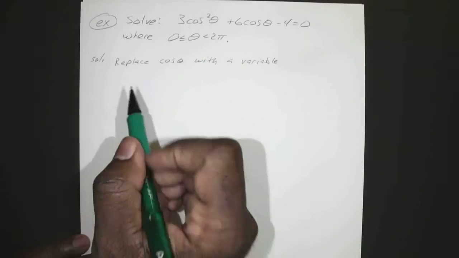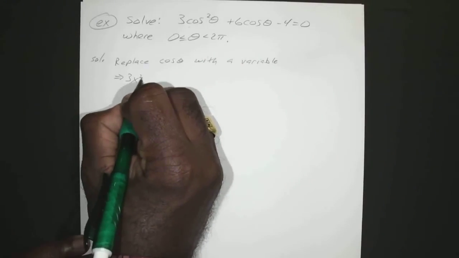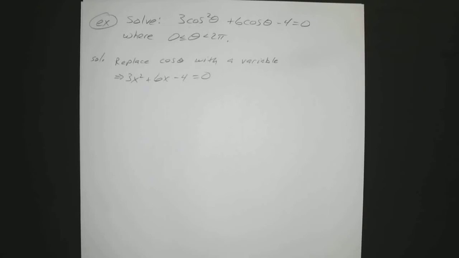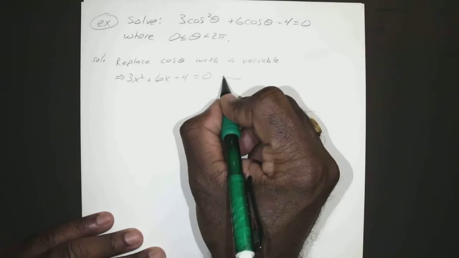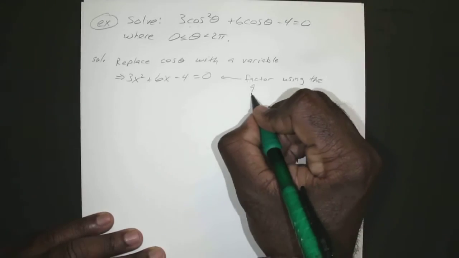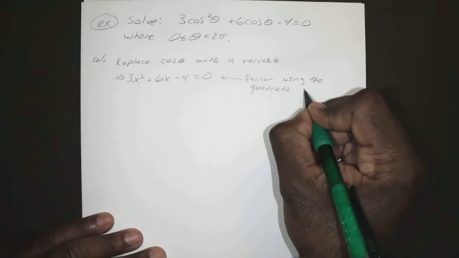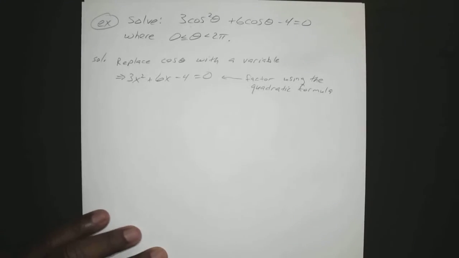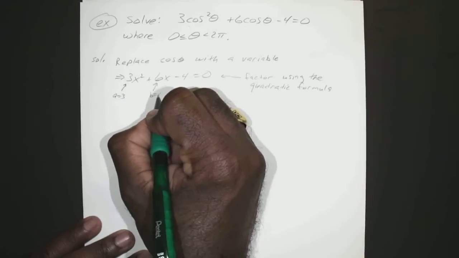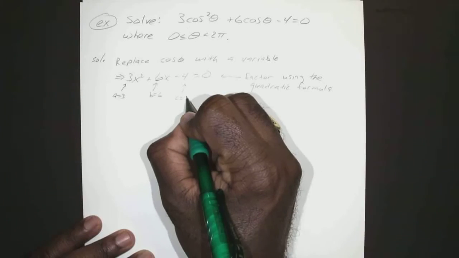Okay, so that gives us 3x squared plus 6x minus 4 equals 0, which once again is not a really neat factor. So again, we're going to use the quadratic formula. Okay, so your a is equal to 3, b is equal to 6, and your c is equal to -4.